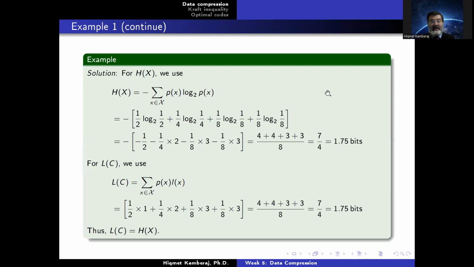Now, if we calculate the expected length of the code word C, then we use the formula sum over all x from chi of P of x times L of x, and this is equal to 1 over 2 times 1, plus 1 over 4 times 2, plus 1 over 8 times 3, plus 1 over 8 times 3, and this becomes 4 plus 4 plus 3 plus 3 over 8, 7 over 4, equal to 1.75 bits. We can notice that L of C is equal to the Shannon entropy H of X.